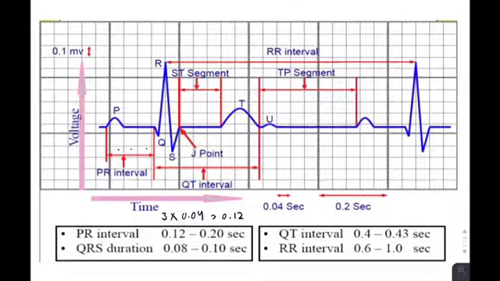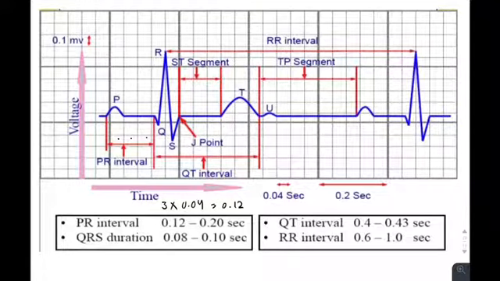The same thing for the QRS duration. It has 2 small squares, so 2 multiplied by 0.04 equals 0.08, and the normal range is between 0.08 and 0.10 second.